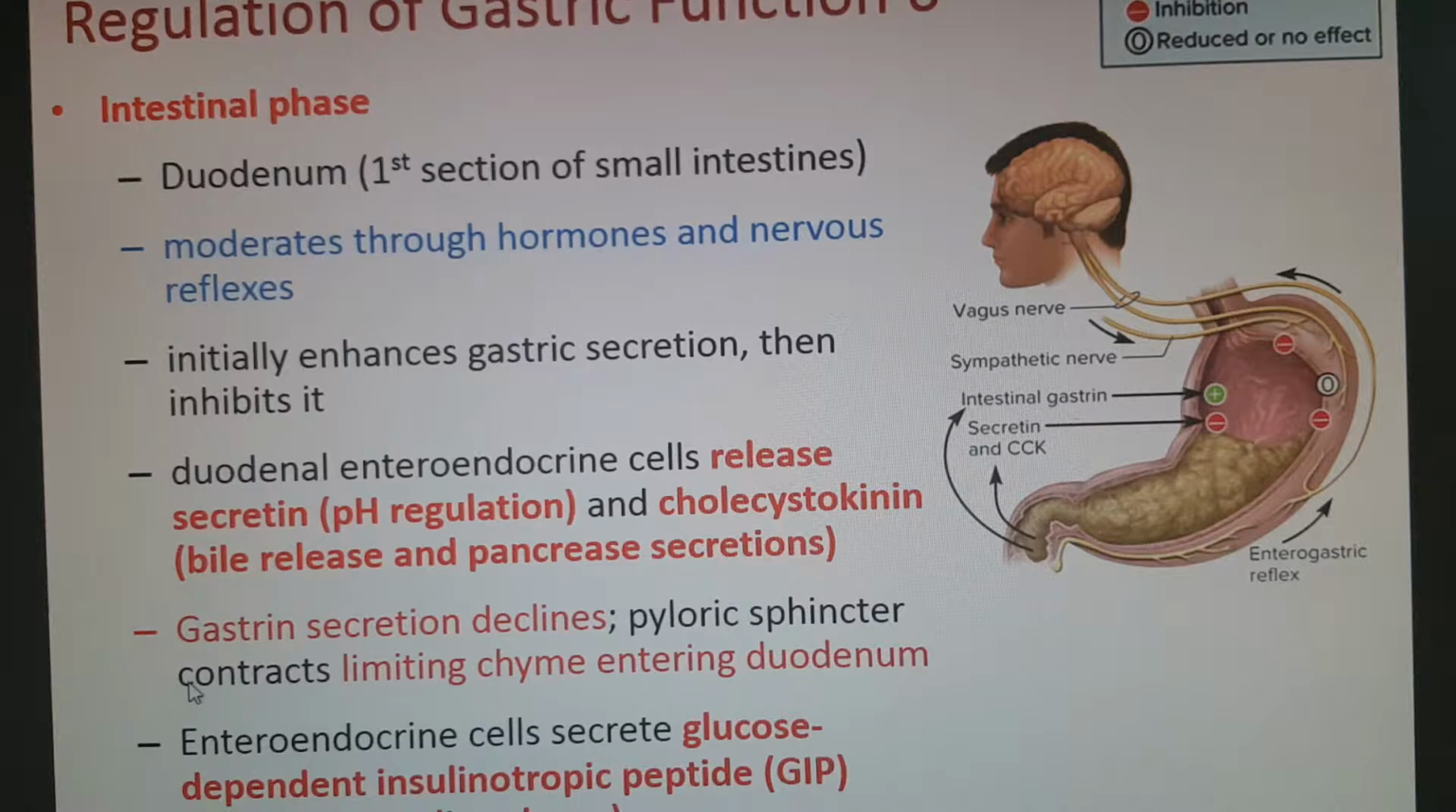It also causes the enteroendocrine cells to release glucose-dependent insulinotropic peptide. So it's dependent on the presence of glucose to release insulin so that your body can absorb the sugar or the glucose that was in whatever you ate.